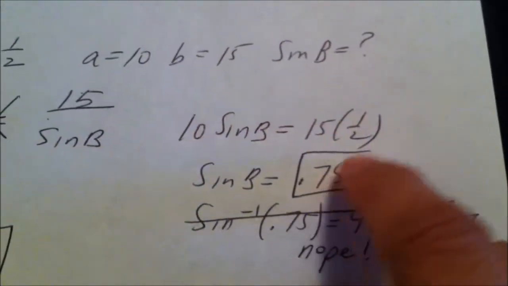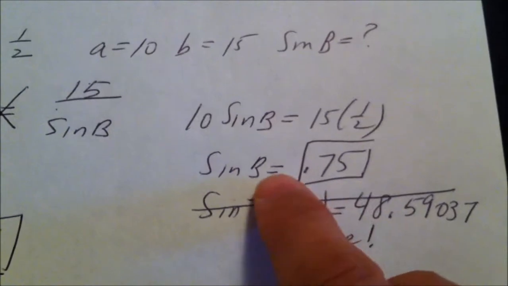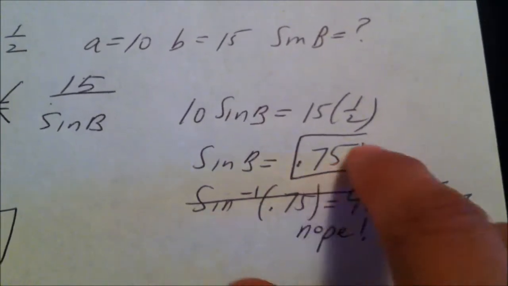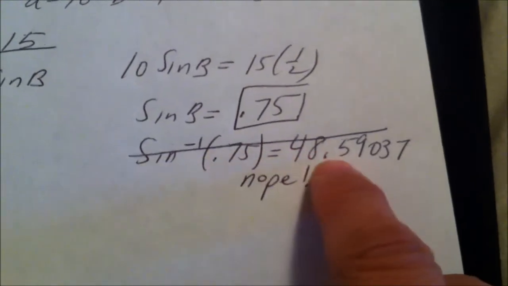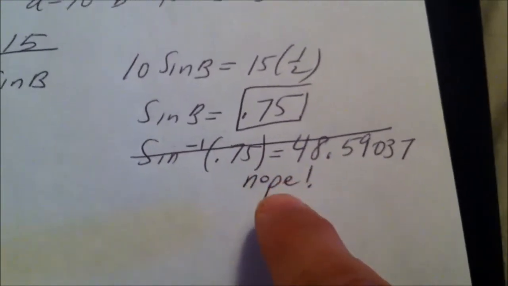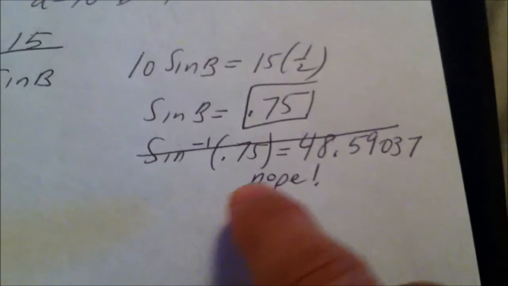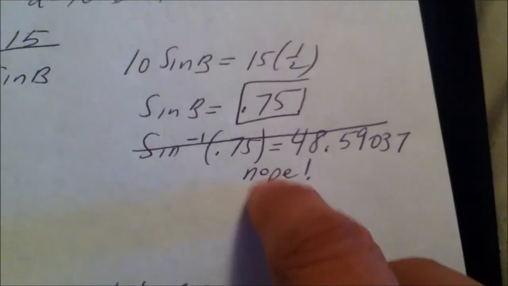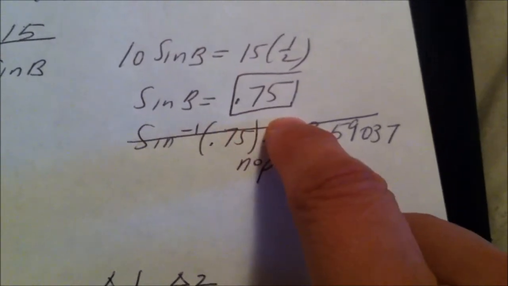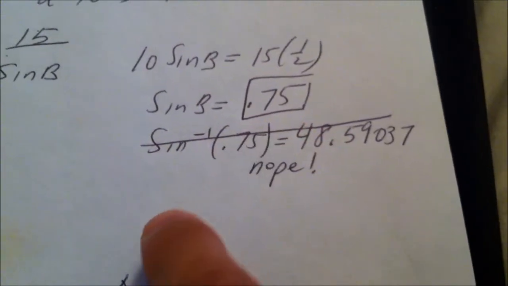When I cross multiply, I get 10 sine B equals 15 times 1/2, and sine B is equal to 0.75, which is your answer. If you went further on to get the angle, it would have been a deduction because they didn't ask for it. So if you said 48 point whatever, you'd be wrong. So the answer is 0.75, or 3/4 would have been acceptable as well.